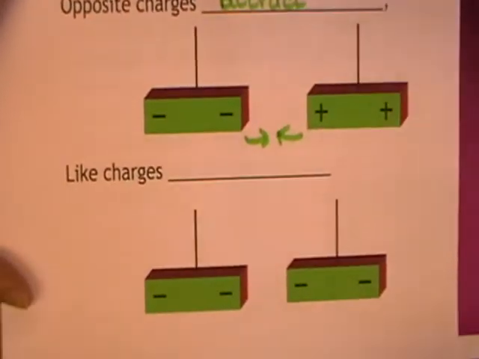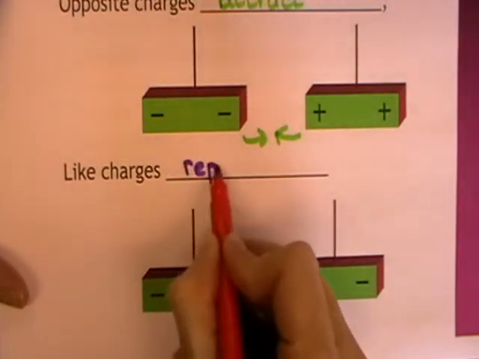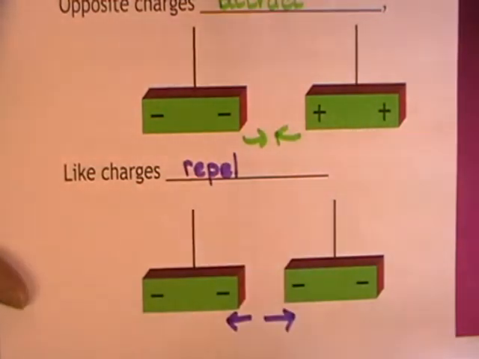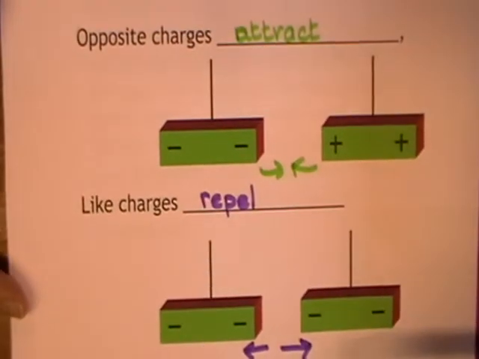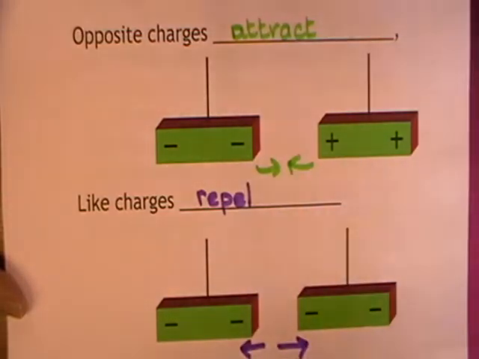However, if you have two like charges, two negative charges here, then those two negative charges won't like being close to each other and they will move away. So they repel. And again, these would have to be insulating materials, some kind of insulators.